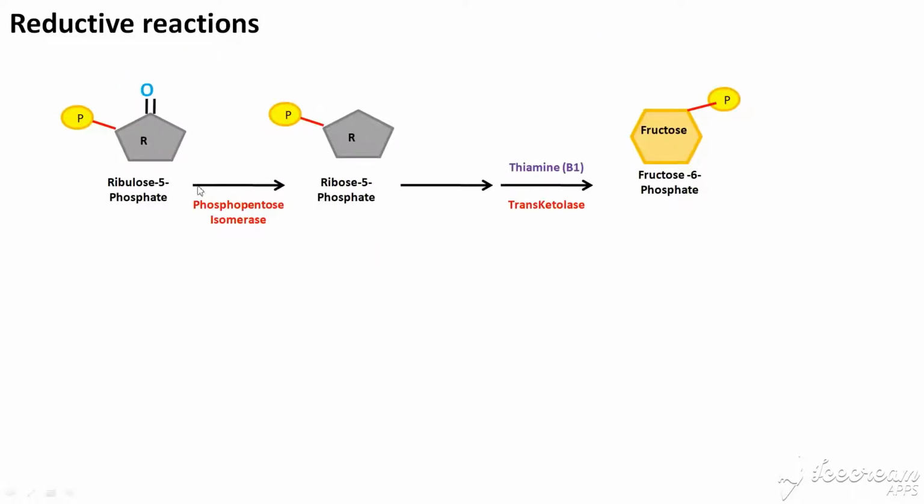Now, in the reductive reactions, the ribulose 5-phosphate is going to be converted to ribose 5-phosphate by the enzyme phosphopentose isomerase, and this ribose 5-phosphate can be used for DNA and RNA synthesis. The ribose 5-phosphate can also continue through a series of enzymatic reactions to convert it back into fructose 6-phosphate that could be used in the glycolysis pathway. Now, the enzyme that's responsible for this is going to be transketolase, and it's going to be responsible for the formation of fructose 6-phosphate from ribose 5-phosphate. And of course, the transketolase enzyme needs a cofactor, which is going to be vitamin B1 or thiamine.